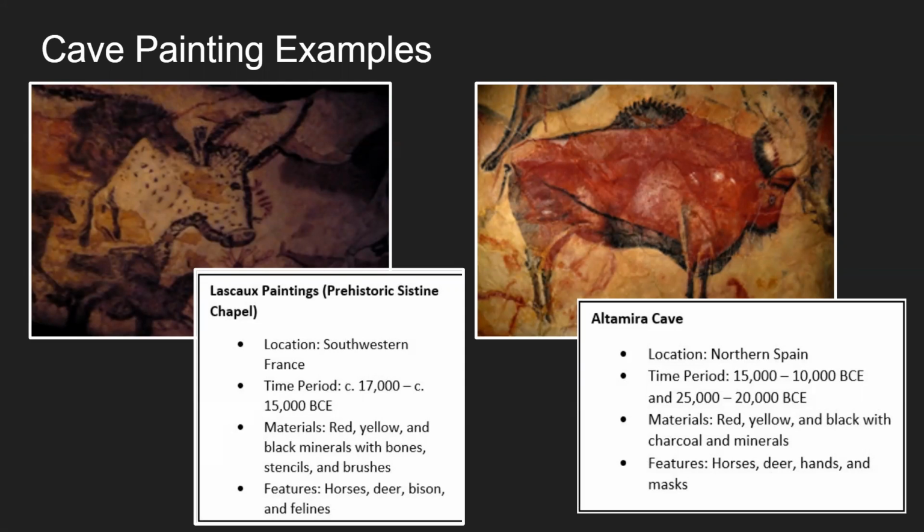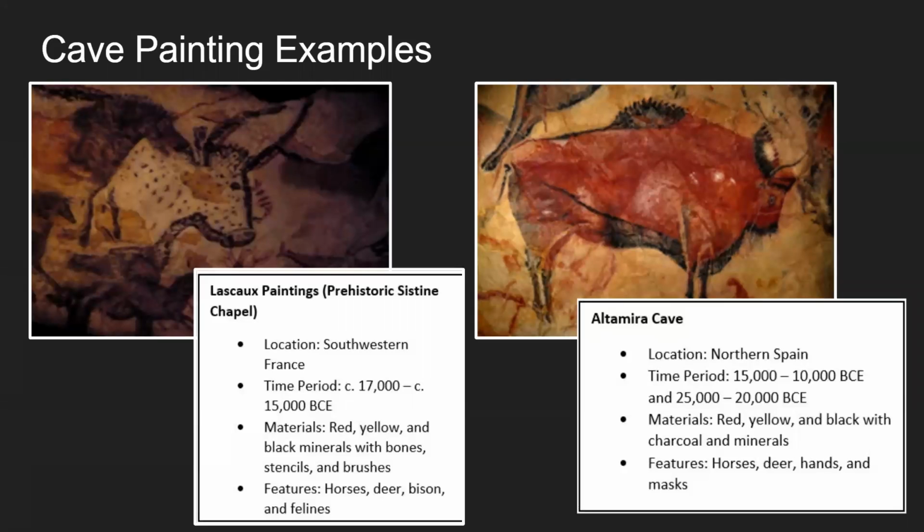It's called the Prehistoric Sistine Chapel because those paintings are so well preserved and very detailed, people thought they were fake. And actually, a group of kids and their dogs stumbled into the cave and found it. So most often cave paintings are discovered by accident.